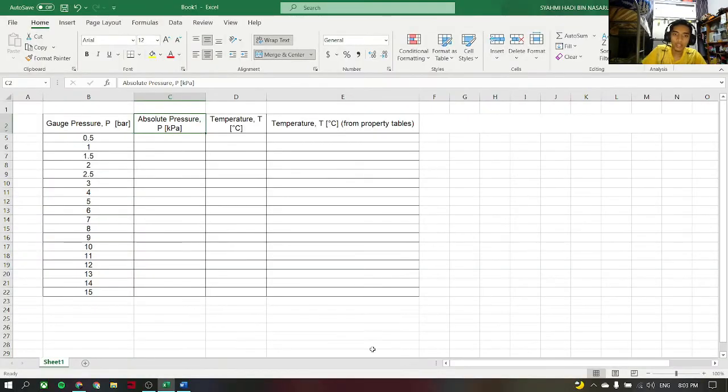Now we will go to the discussion and result. For the result for table T1, the experiment with the steam boiler, we will need to fill in three data of the experiment. First is the absolute pressure we get in the experiment. Next is the temperature T which we get in the experiment, and lastly is the temperature T in degrees Celsius from the property table. This one we will calculate by using the property table in the thermodynamics subject. So now I will fill the table.